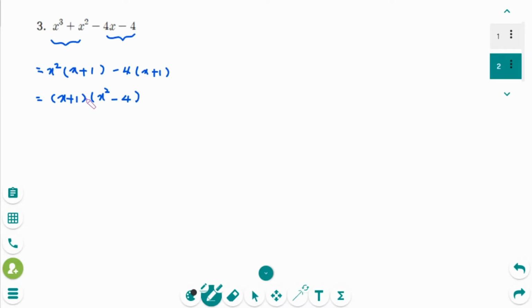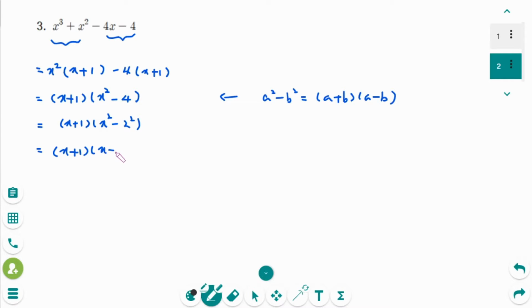This is not the final factored form because x squared minus 4 is the difference of squares. Use the formula, which is a squared minus b squared equals a plus b, a minus b. So we can rewrite as x squared minus 2 squared. And then the final factored form is x plus 1, then x plus 2, x minus 2.